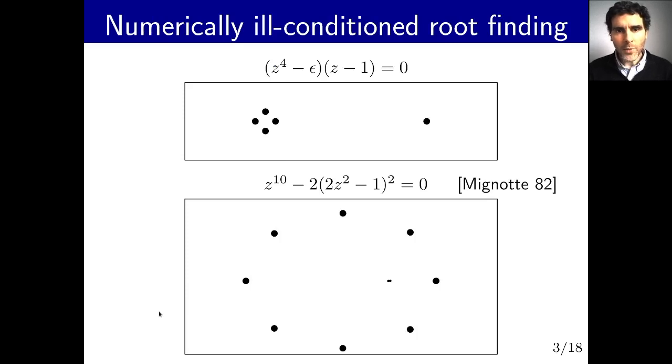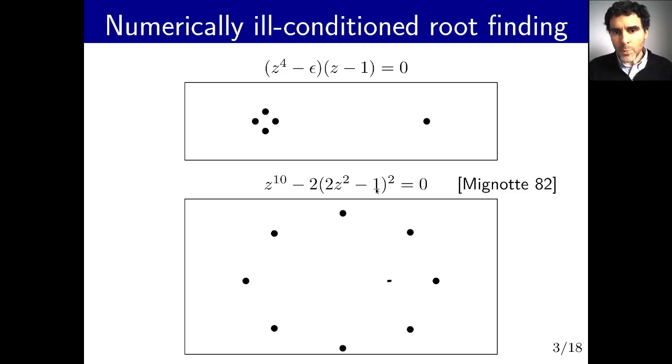So just a small example for root finding. For example, here we have z^4 minus epsilon times z minus 1 equals 0. The solutions of this equation are z equal 1 and a cluster of 4 roots near 0. Here we can see that if epsilon is very small, in order to make sure that the disks don't overlap, we will need to use a very small radius. And this means that for what I call ill-conditioned polynomials, we won't be able to use only finite precision arithmetic.